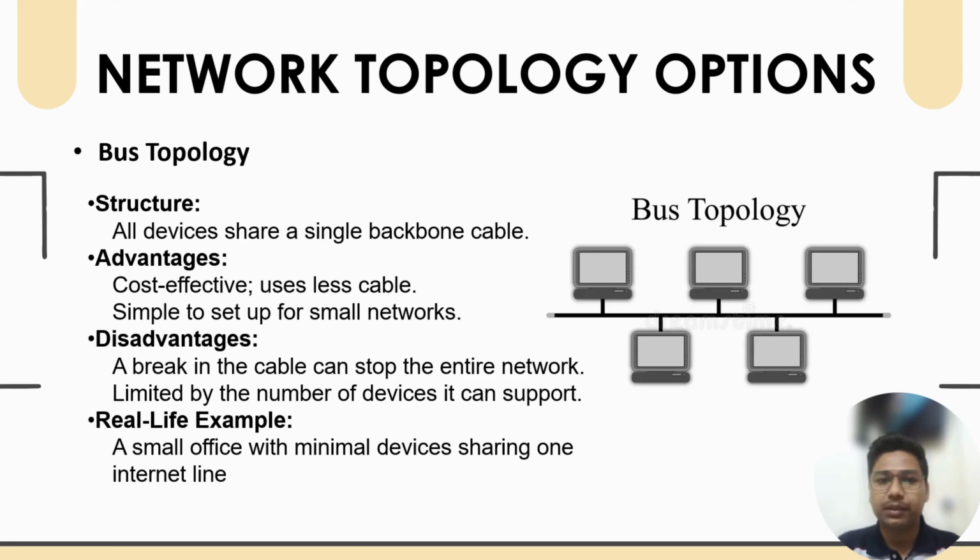A good example is a small office with a few devices sharing one internet line. While it works for a small setup, it is not ideal for the larger office. In the diagram, we can see that there is one.